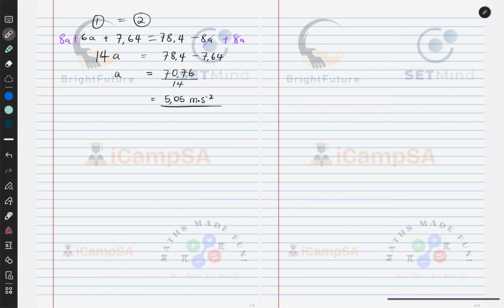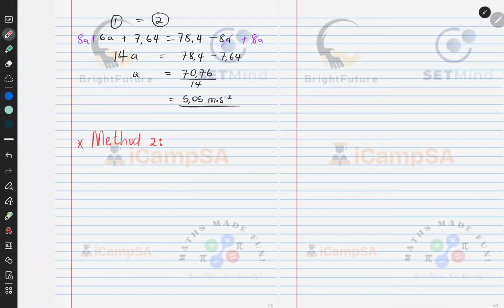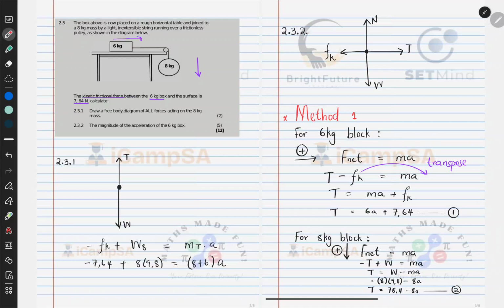For method 2, you would have to ignore the tension, and then you only focus on the forces that contribute to the motion of the system. What does that mean? It means, what is the main driving force of the system? What's causing the system to move? It's the weight of the 8-kilogram block. And what's opposing this motion is the friction as a result of the 6-kilogram block being placed on top of a surface, which is the table in this case.